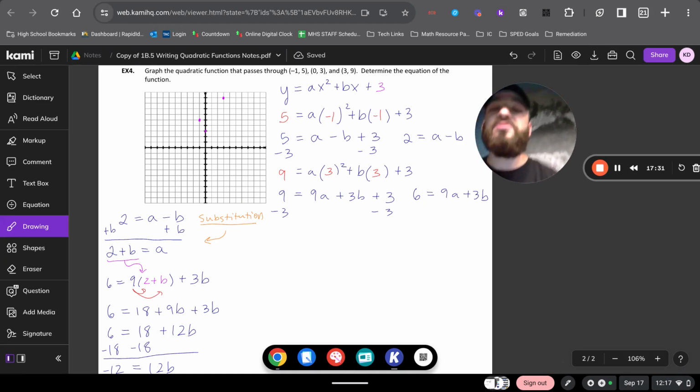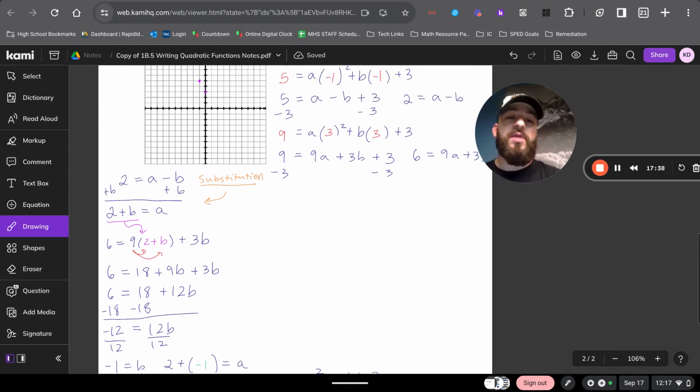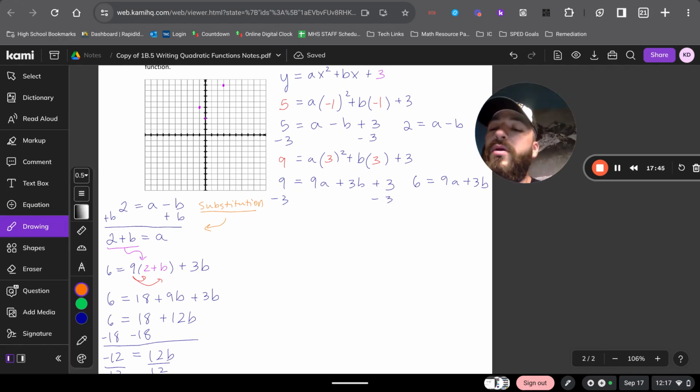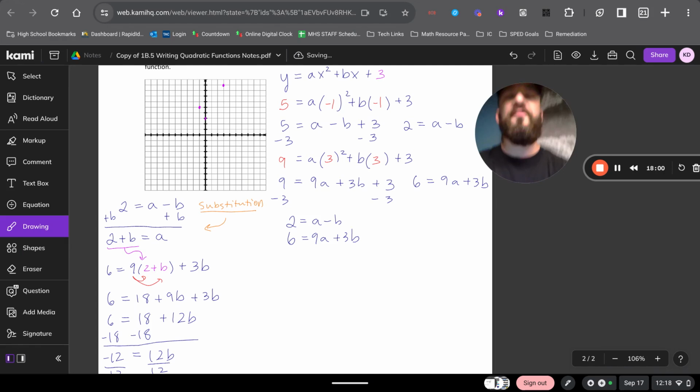Okay, so our substitution method, we take one of the equations, we isolate one of our variables, and then we plug that in to our other equation. Now, maybe you don't really like the substitution method. Maybe you want to do elimination instead. Now, elimination is also rather straightforward. The big thing with elimination is we want to have a set of variables that are the same. So right now I have 2 equals a minus b, and 6 equals 9a plus 3b. So everything's lined up, but right now, if I added these two equations together, I wouldn't get anything to eliminate.